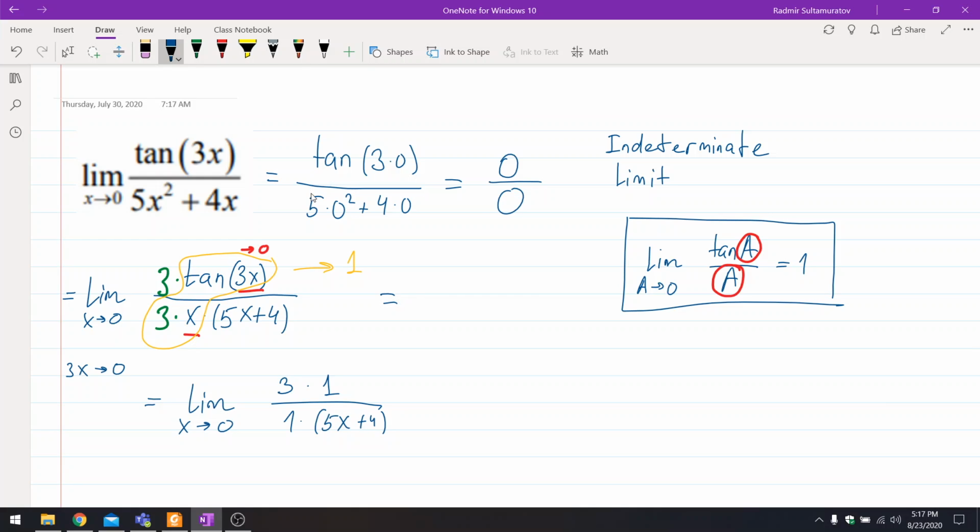And now if we try to do again the same thing as here, to plug in 0, let's see what happens. On top we would have 3, on bottom we would have 5 times 0 plus 4, and that is equal to 3/4. So you see it's different, and this is because we kind of took away that part that was making the limit indeterminate. So the answer is 3/4. And please let me know if you have any questions.